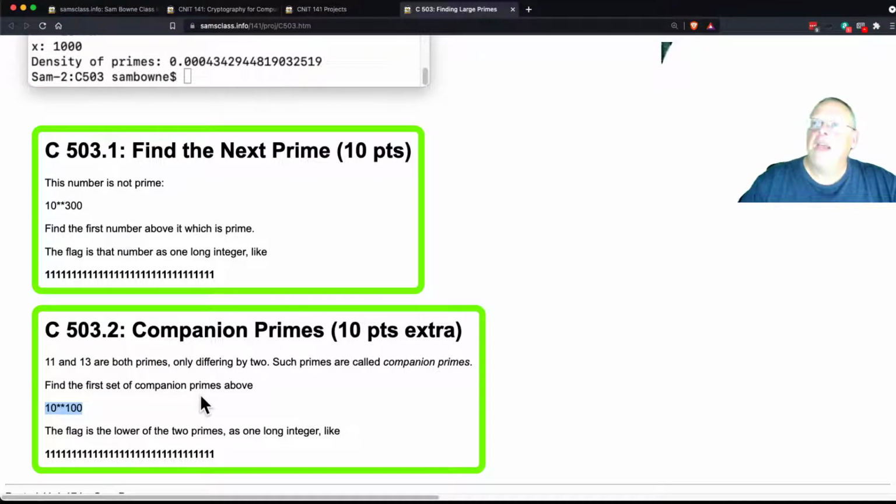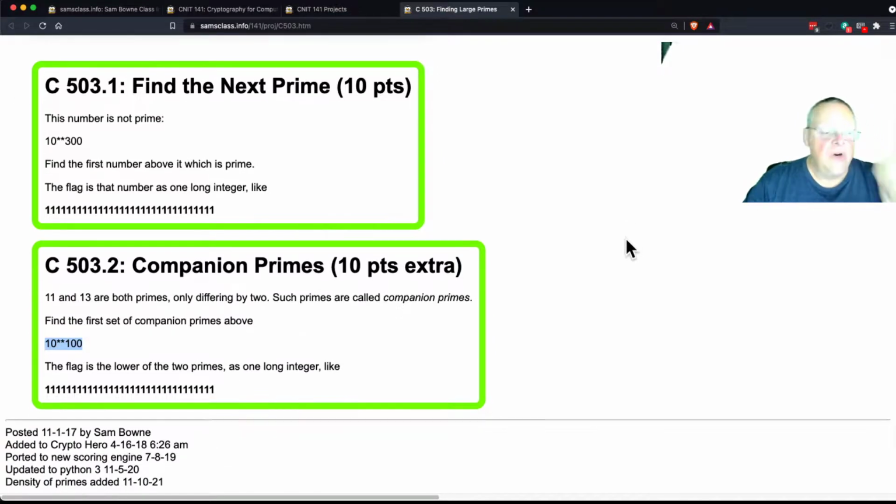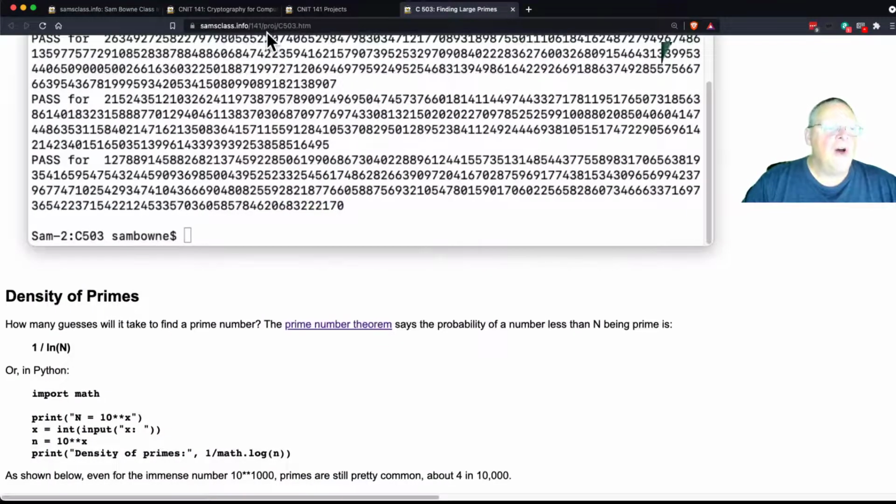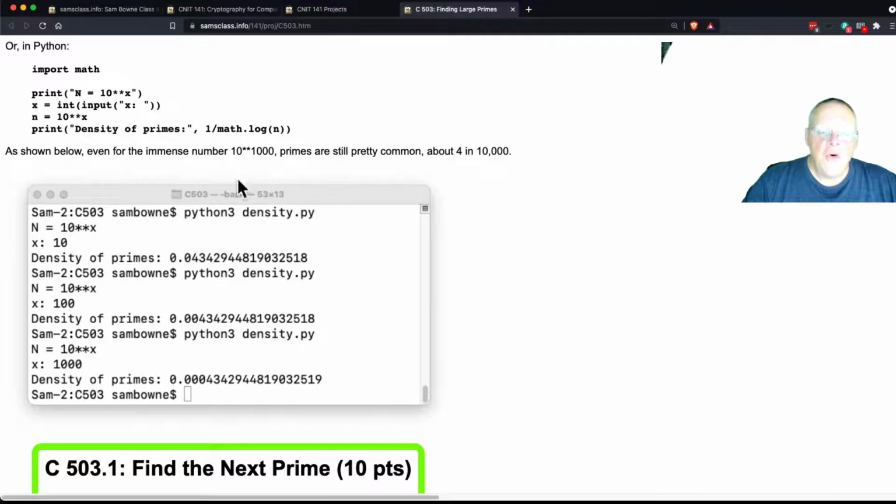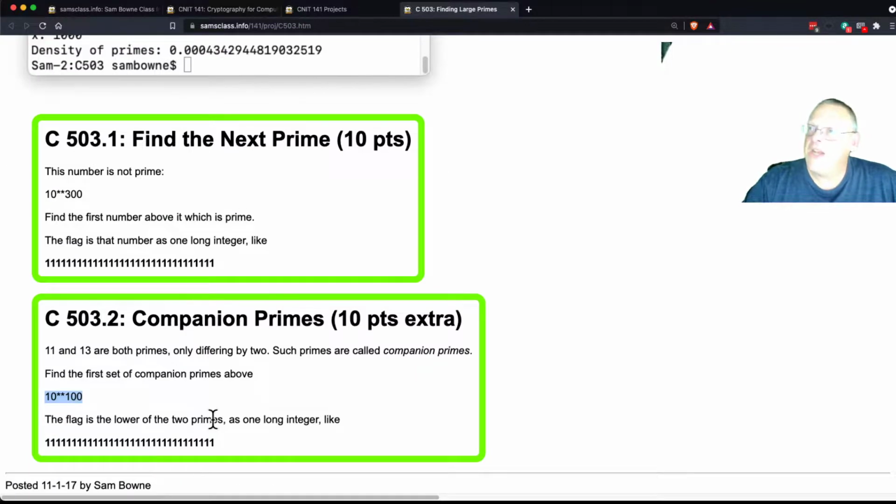And the companion primes exist all the way up. And so you have to find the first companion prime after 10 to the 100. So there's a couple of challenges to do. And you now know how to find a prime, and you even know how likely it is to find a prime, so you can have a clue how many guesses it's going to take. And it won't take forever to answer either of these.